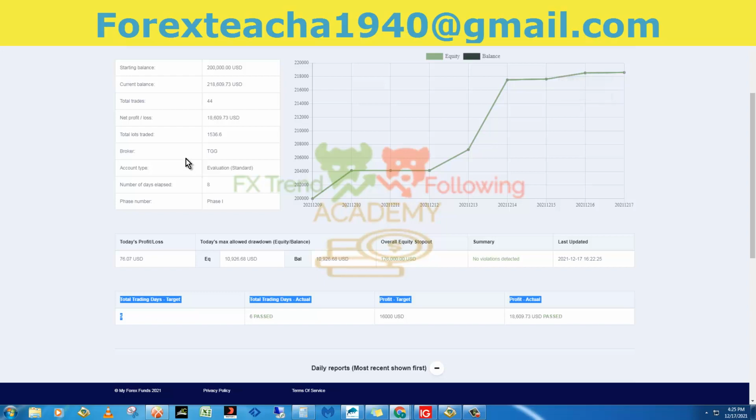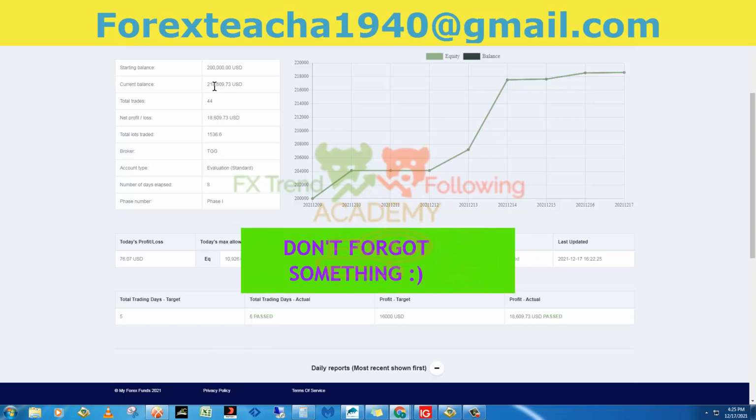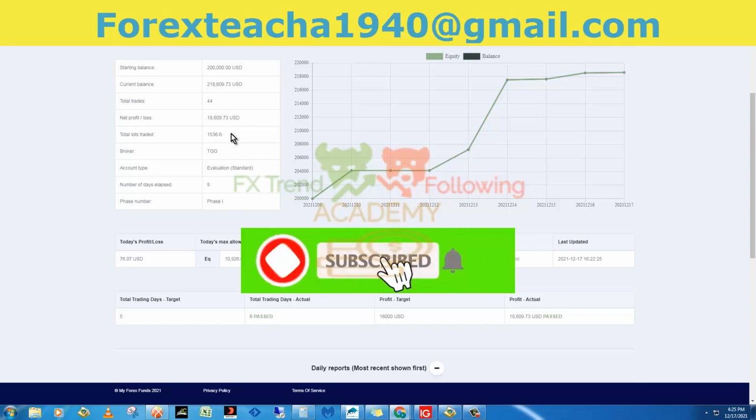So don't mind the lots that I'm using right here, because I'm trading US30. The lot size here is different from the current space, like Euro USD or maybe just gold. It's different. One lot for US30, you probably make about $40. So don't mind this. All right, so let's get to the strategy now.